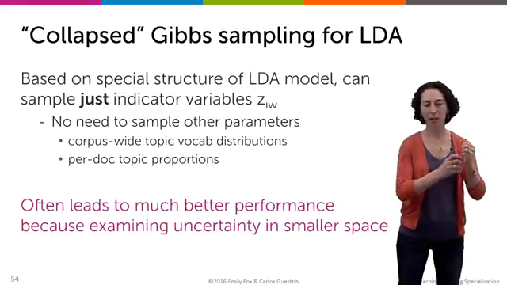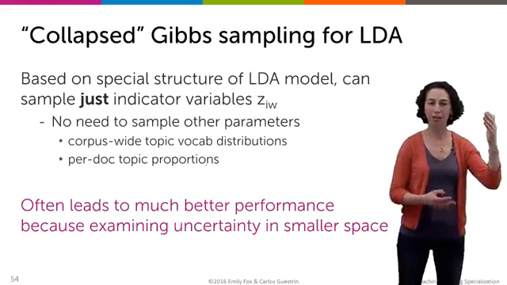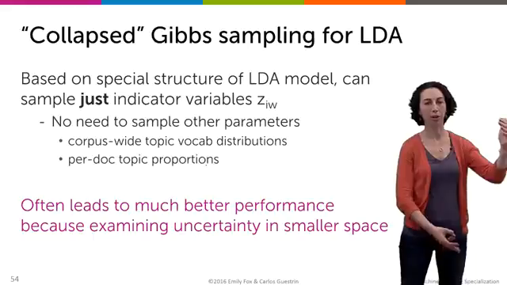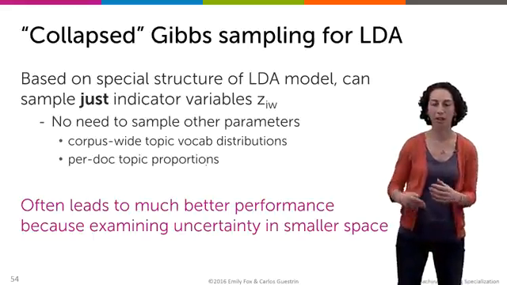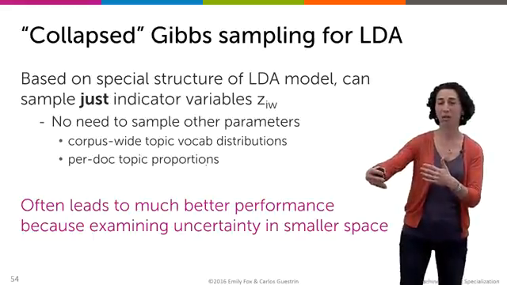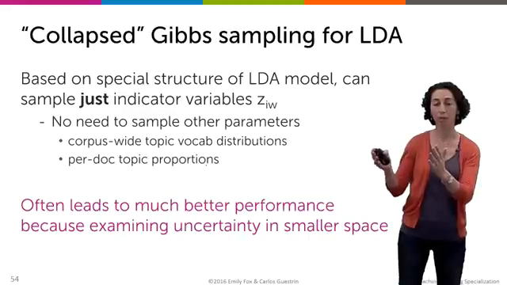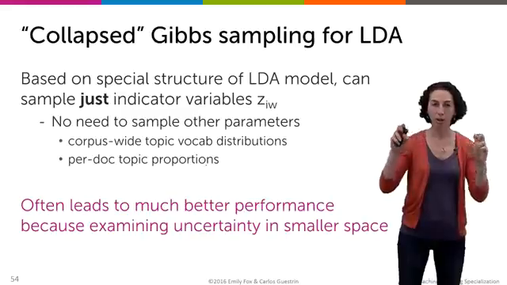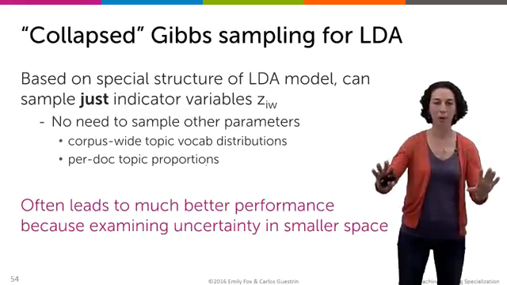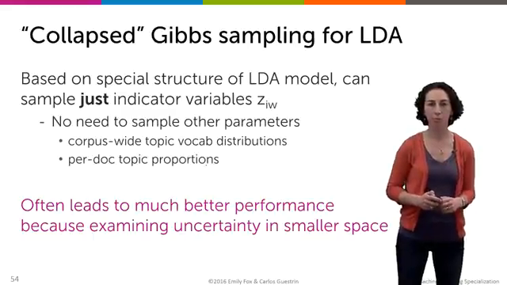Because remember, we have very massive vocabularies in general. And so we have this distribution over the entire vocabulary for each one of our topics. So that's a lot of parameters to think about learning. And likewise, for every document in our corpus, we have a set of probabilities over topics being present in that document. So being able to collapse these model parameters away, and just look at these assignment variables in the documents can be quite helpful.